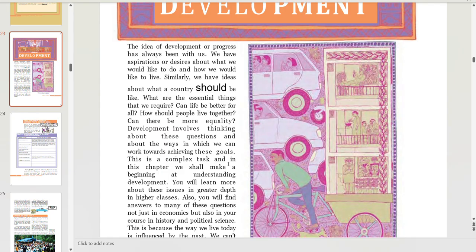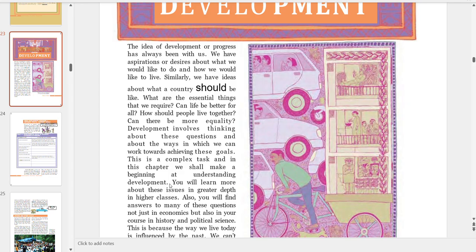So this is a complex task, and in this chapter we shall make a beginning at understanding development. Okay, so development is a broad and complicated concept because different people may have different ideas about what a better life means. Like suppose, for you a better life may mean something else, and for me a better life may mean something else. Maybe at some places we are of the same thought, but not everywhere, right?